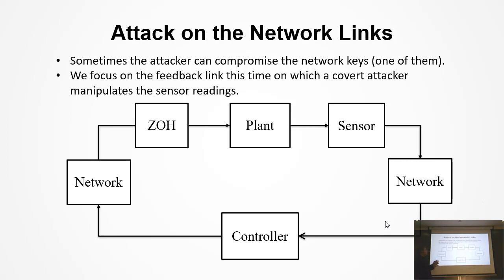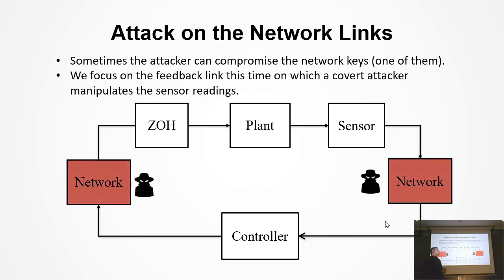We told you about the attack in the forward link, we told you about the attack in the controller, and what if the controller is safe, the forward link is safe, but the feedback link is compromised. So here, the feedback link has been attacked. What does it mean? It means that the sensor readings cannot be trusted.